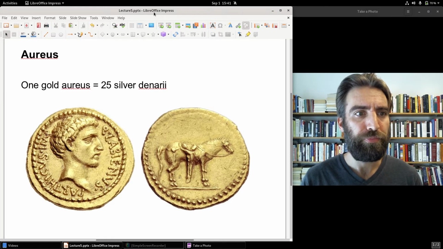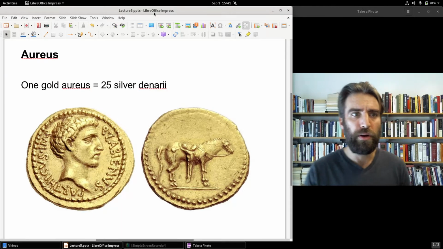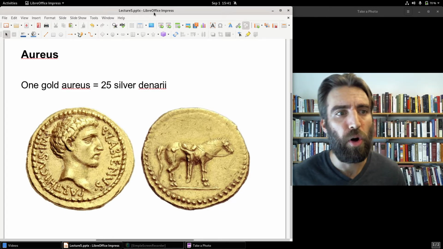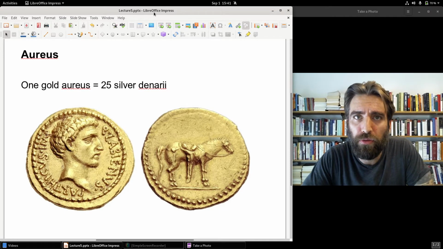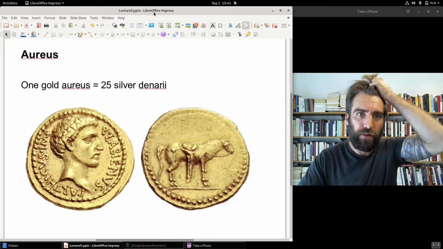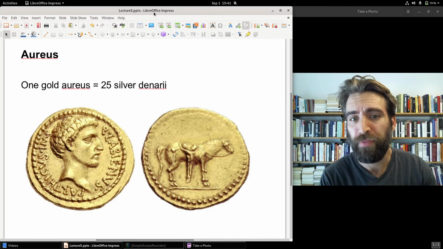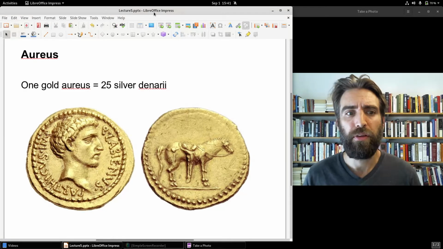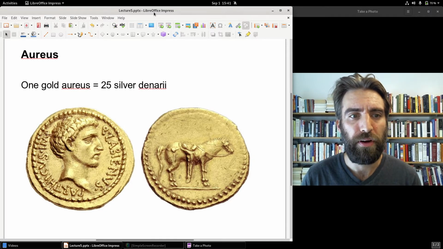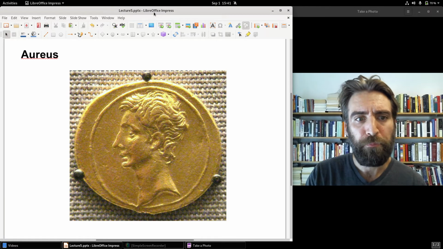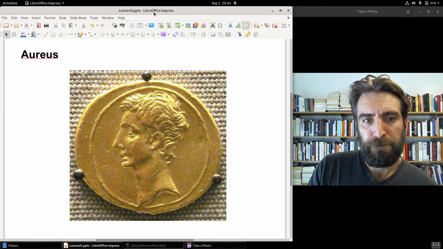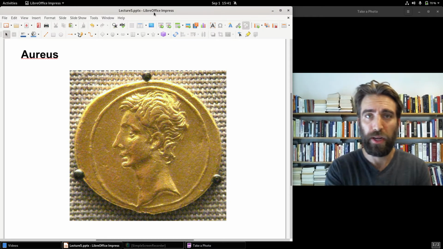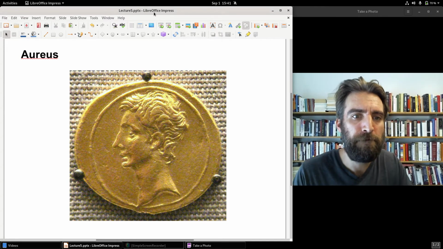Here we have the rough equivalent, one gold aureus. And you'll remember in the periodic table, Au is for gold. One gold aureus was roughly equal to 25 silver denarii. So if you could obtain gold, that's obviously only going to be for the wealthiest citizens. This is the most valuable of the coins. Here's another aureus coin. All of these coins, by the way, were struck by the hammer, as opposed to cast into molds as the Chinese created their coins.